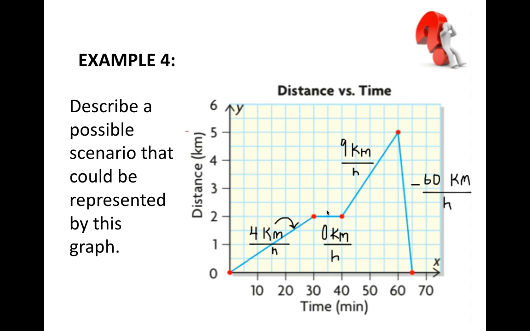And then for 10 minutes, she's at 0 kilometers an hour, so she's resting. And then in this next one, for a good 20 minutes, I guess it is, she's moving at 9 kilometers an hour, so she's really running hard. And then for the last 5 minutes, she's going back to where she started, that's the negative, and she's going 60 kilometers an hour, so she's probably in a bus or a car. She's moving in something that can move her back to where she started at 60 kilometers an hour.